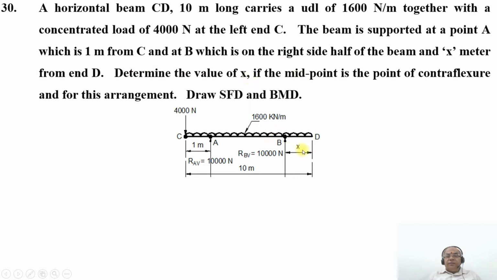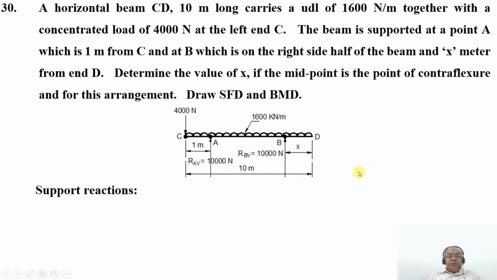We need to find out the value of X if the midpoint is the point of contraflexure. That means the bending moment at that particular point is going to change its sign. For this arrangement, draw the SFD and BMD. So this is the condition given.